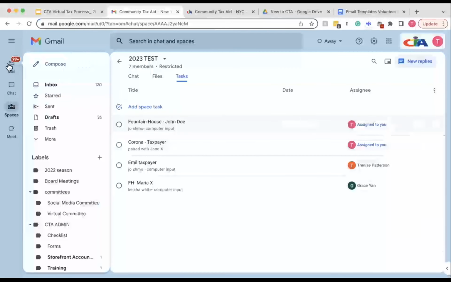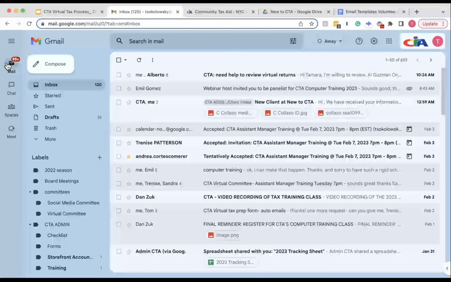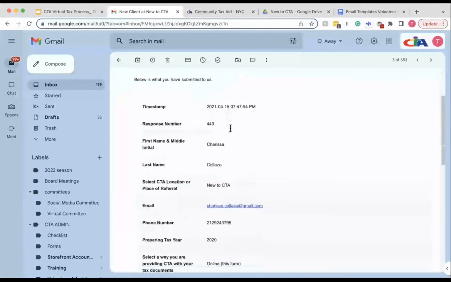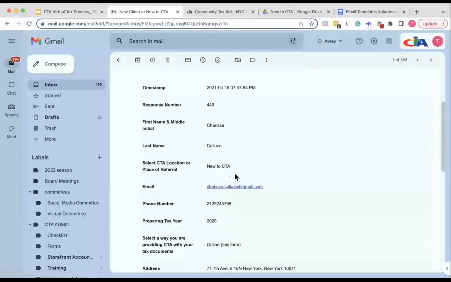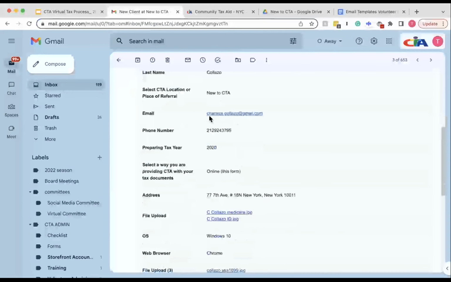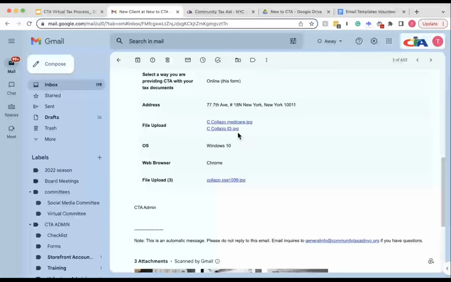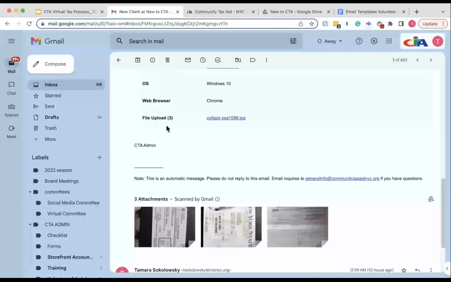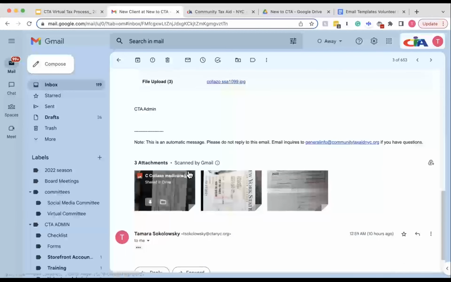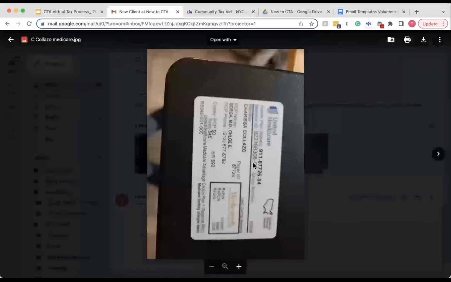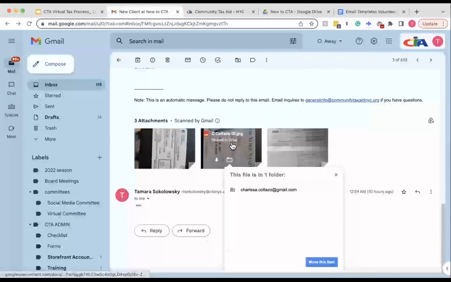So you'll go into mail here, and you'll have an email and it says new client at new to CTA. Okay, so now I know it's a new to CTA client. I'm going to have to do a video interview. And I'm going to go quickly over this because this is a real person's name here, but you're going to see this person's email address, this person's phone number, the document names that have been uploaded, and the file names that have been uploaded. So the documents will actually show up here in the email. And then you can click through them and see them right away in your email.